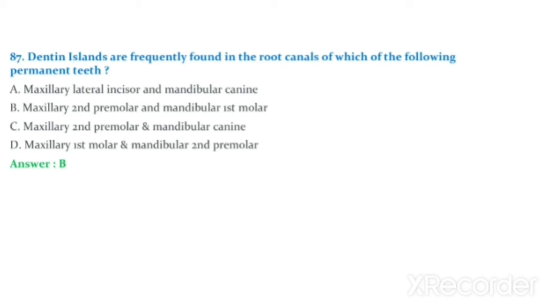Dentin islands are frequently found in the root canals of permanent teeth, that is maxillary second premolar and mandibular first molar.